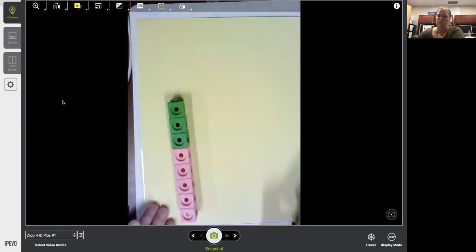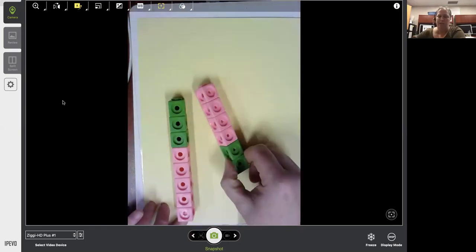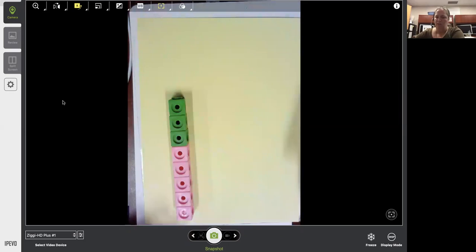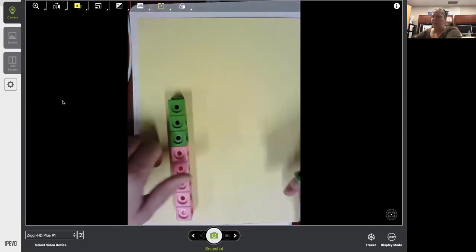And remove those 6 to see what's left. So you had 14 and you ate 6, how many do you have left? And often those are the types of questions that we pose when we think about subtraction.